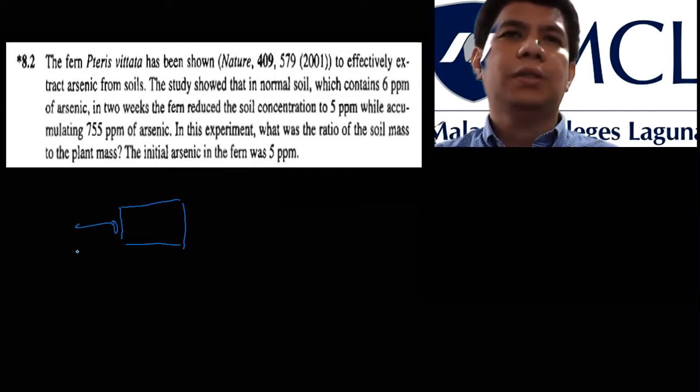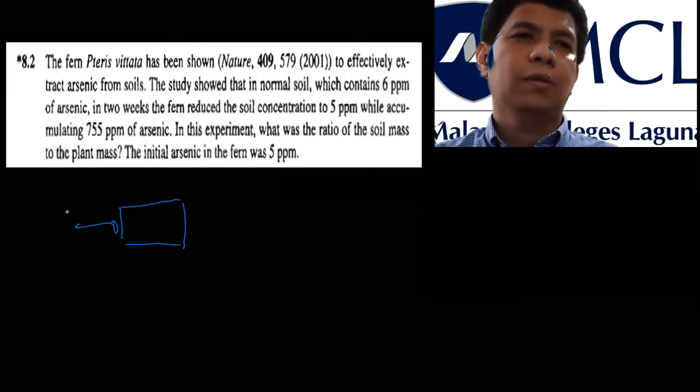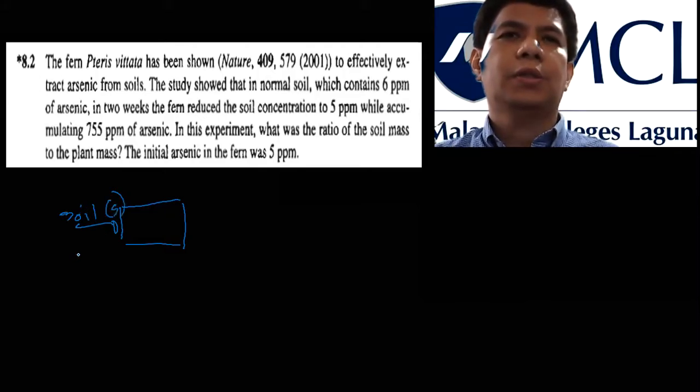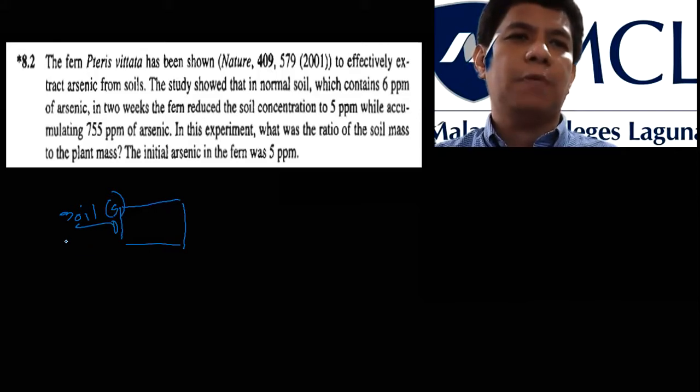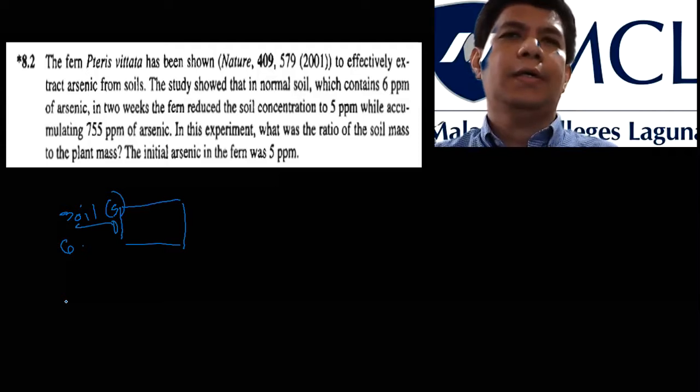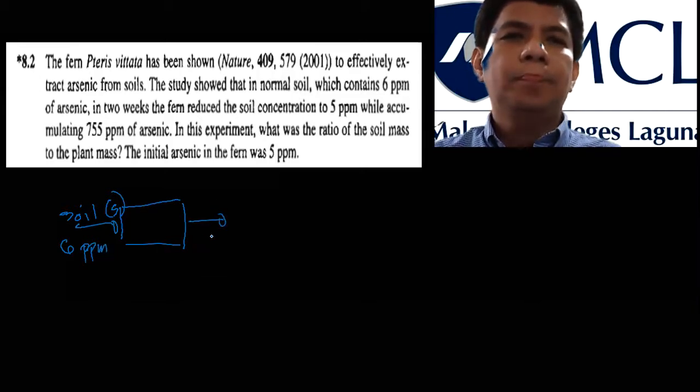So for example, this is the soil. Let's symbolize this by S. Tapos originally it contains 6 ppm. Okay. Tapos after 2 weeks, the fern is able to reduce the arsenic concentration to 5 ppm.